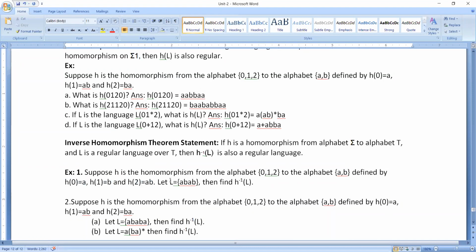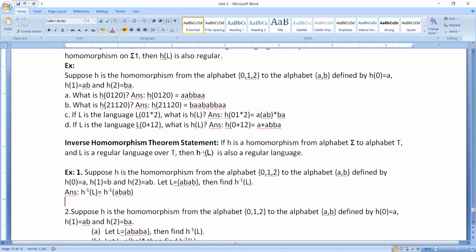Now he has given some language called L. L is equal to {abab}. Now what we need to do is find out what is H inverse of L. Okay, now let's go ahead and try to find out what is H inverse of L. How do we find out the H inverse of L? So the H inverse of L is equal to H inverse of {abab}.